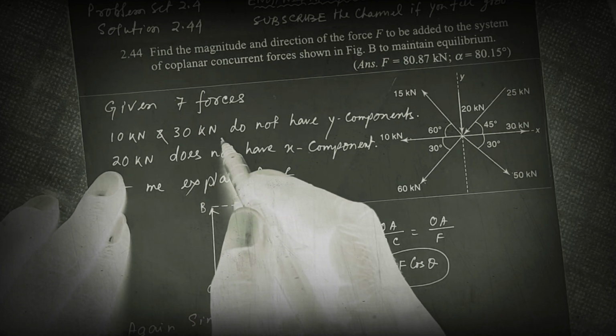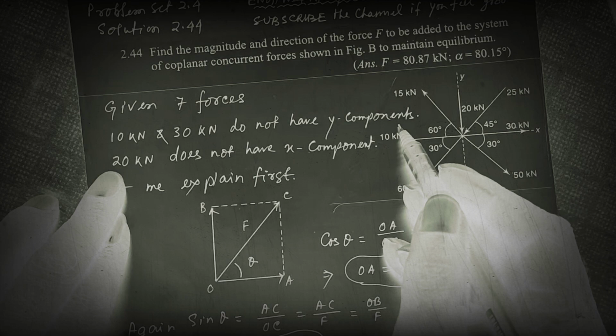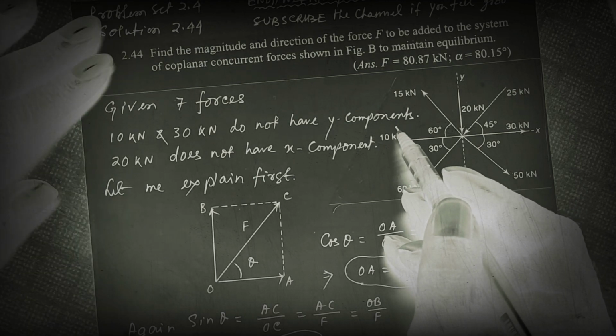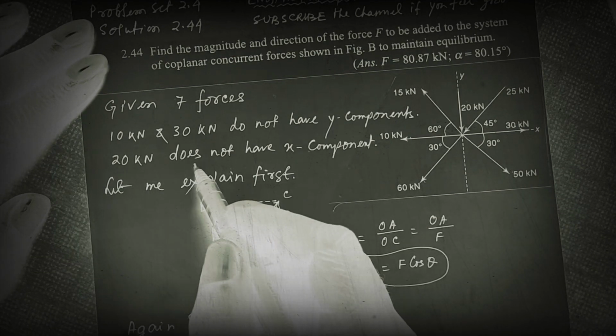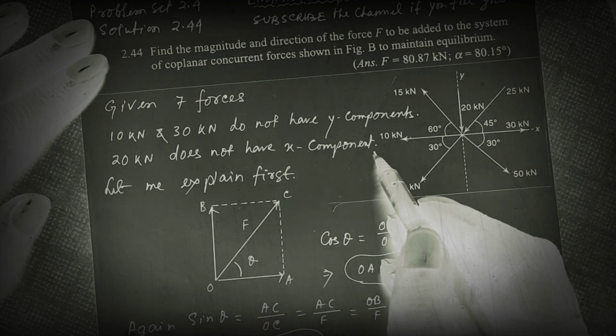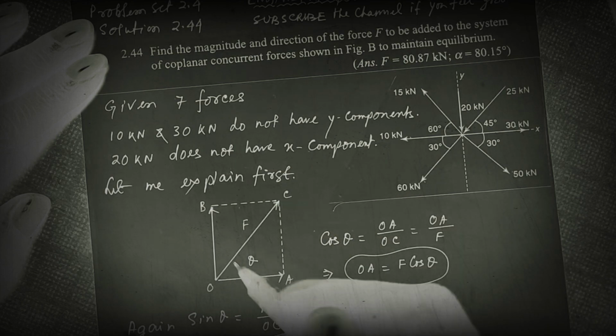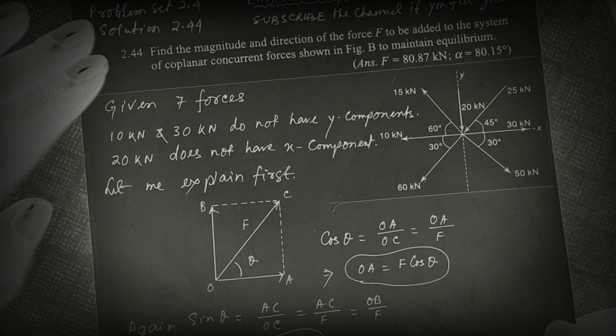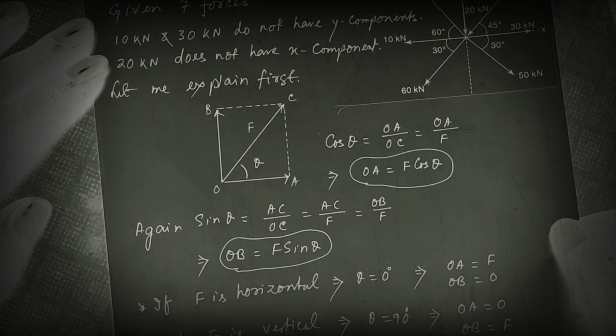10 kilonewton, 30 kilonewton do not have Y component. I will explain why they don't have Y components. 20 kilonewton also does not have X component. I will explain in the following diagram. Let me first explain, then go for the solution.